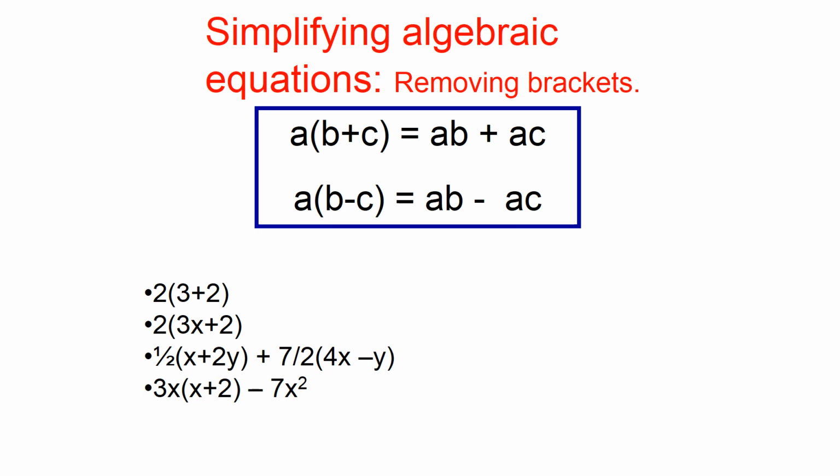So that's removed the bracket, but we can still simplify it a little bit further because we've got two terms that have got x squared in. So 3x squared minus 7x squared is minus 4x squared. So we can simplify this further to 6x minus 4x squared. You could equally have written that down as minus 4x squared plus 6x. Those are the same.